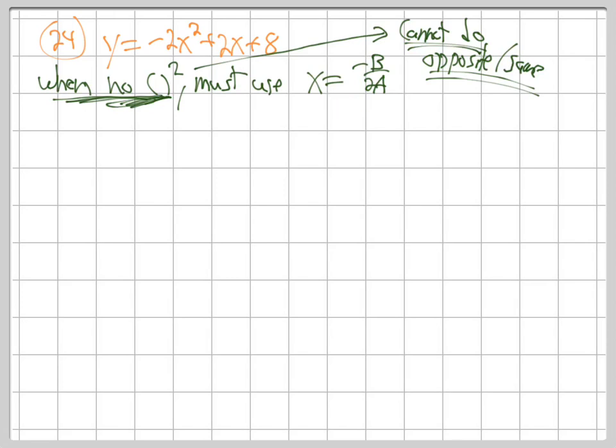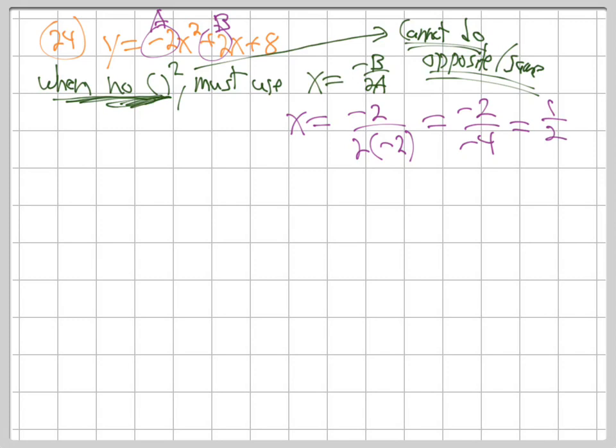So here we go. A is -2, B is +2. X is -b, -2 over 2 times A, -2. What's that? -2 over -4. That's a half, isn't it? I just divided top and bottom by 2, and 2 negatives made positive. So X is, I'm going to use a decimal, 0.5, a half. So now how do you find Y?